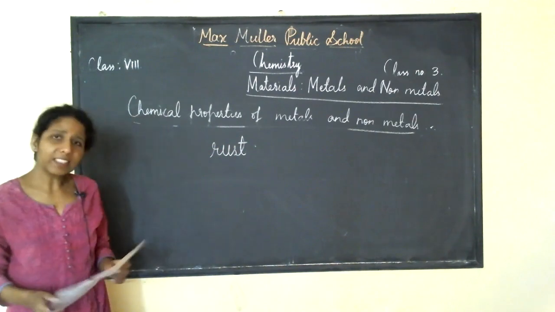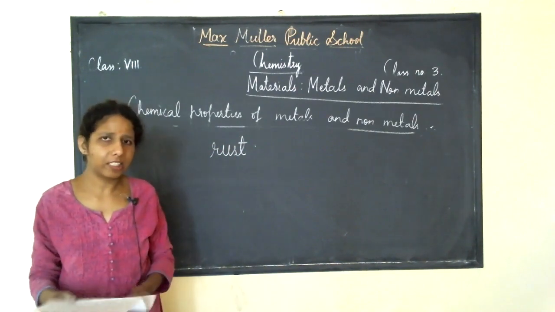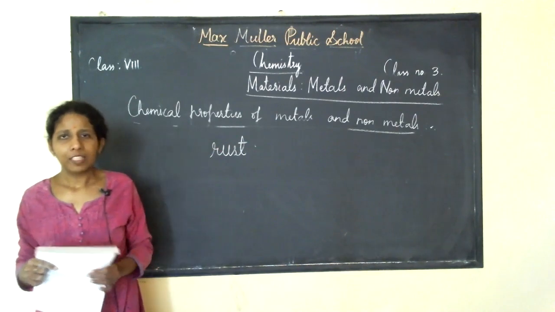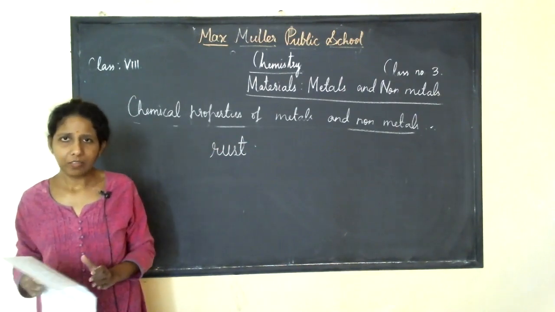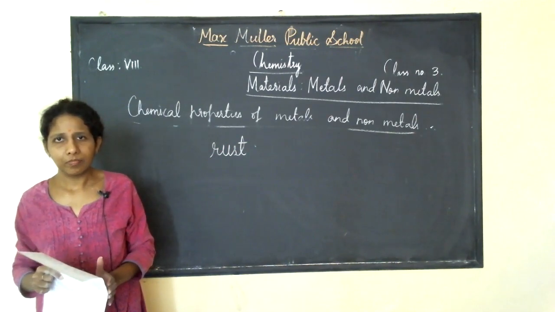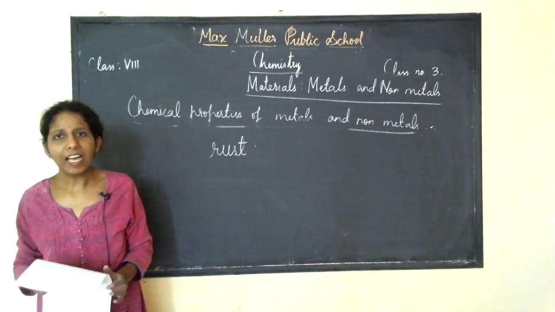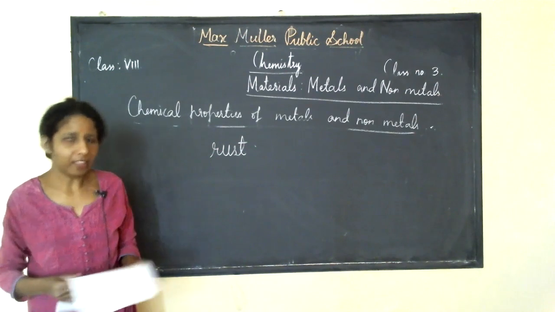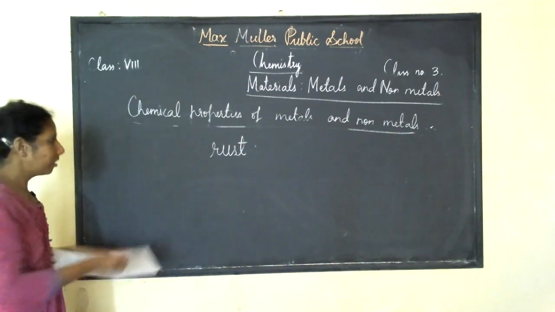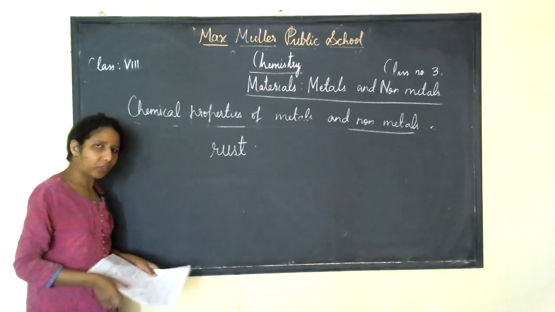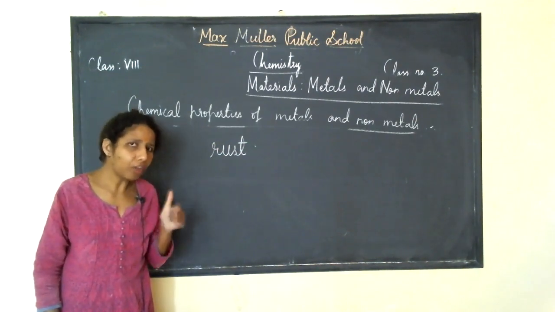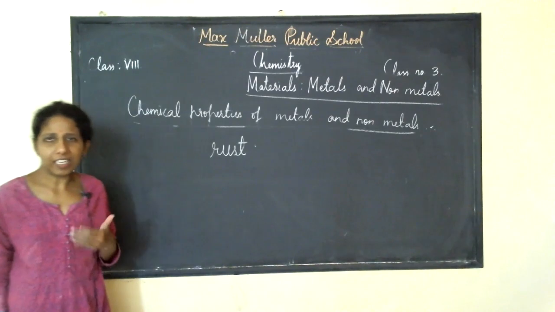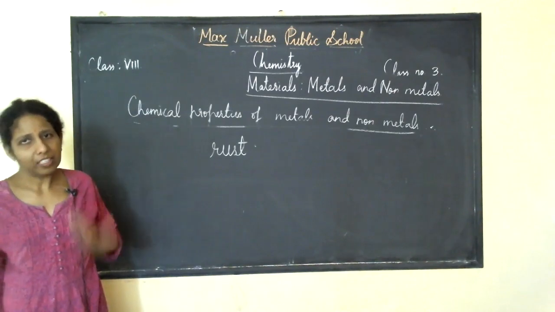Can you tell me the necessary conditions for rusting? Oxygen and water vapor of air, isn't it? Oxygen and water vapor of air are the necessary conditions for rusting.